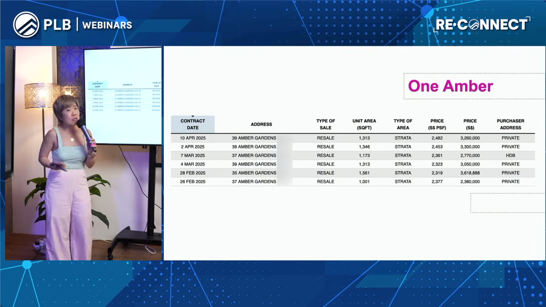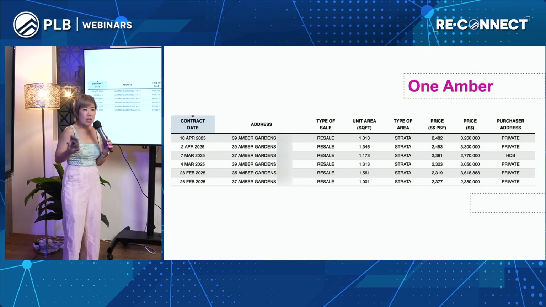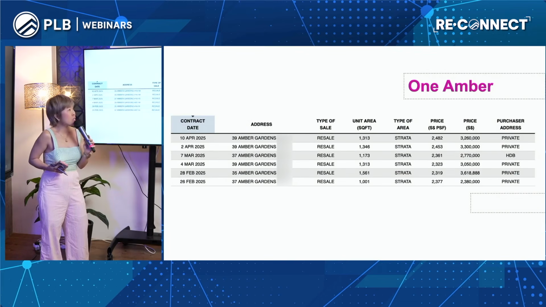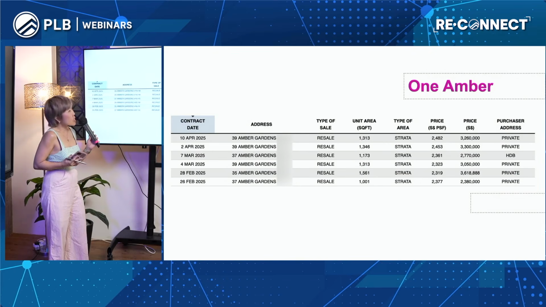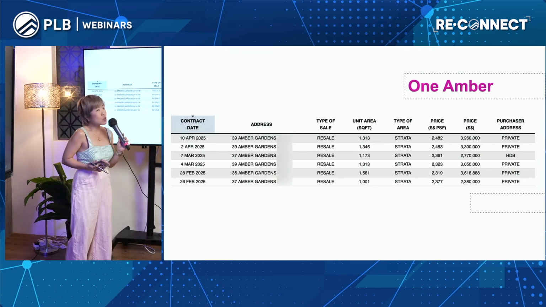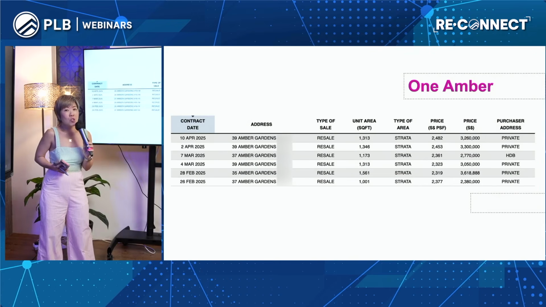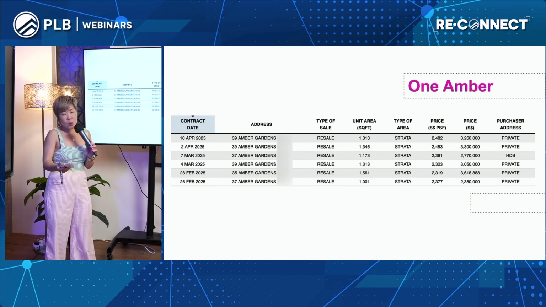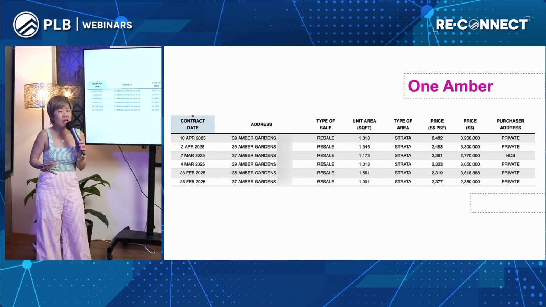Because if you look at this transaction, Emerald of Katong was launched last year, November. You can see the transaction just early this year. The PSF transacted in One Amber has already increased to 2,003 to even 2,004. So they have an increase of 200 to 250 PSF. Yeah, so that is the new launch catalyst analysis that we realized.